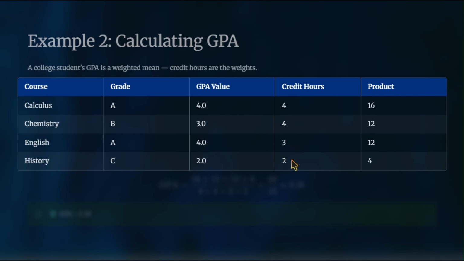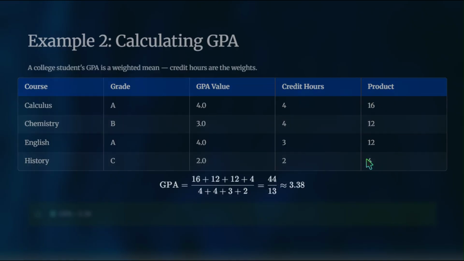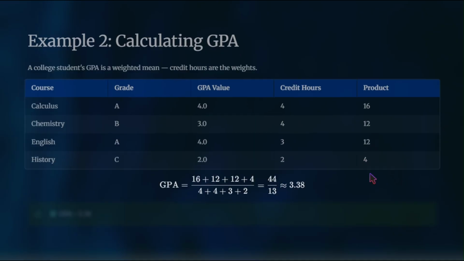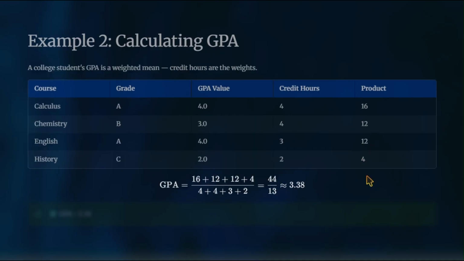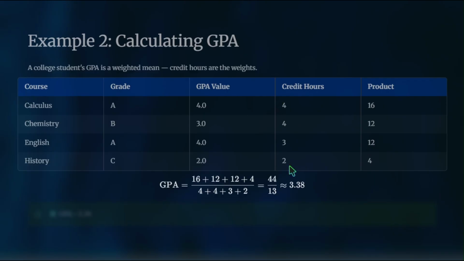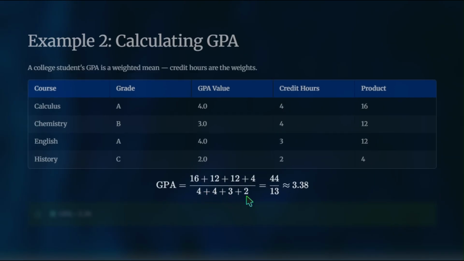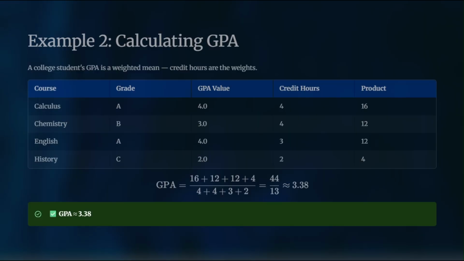So in order to find the product, we'll do the GPA value times the credit hour. So 4 times 4 is 16, 3 times 4 is 12, 4 times 3 is 12, and 2 times 2 is 4. So we can sum the products. That'll be 16 plus 12 plus 12 plus 4, and then we'll divide by the weights, which in this case are the credit hours. So 4 plus 4 plus 3 plus 2. So that'll be 44 over 13, which is approximately 3.38. So this student has a GPA of 3.38 for that semester.